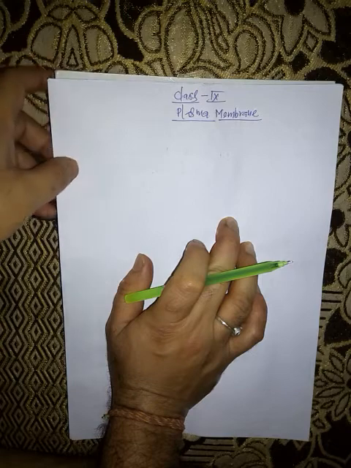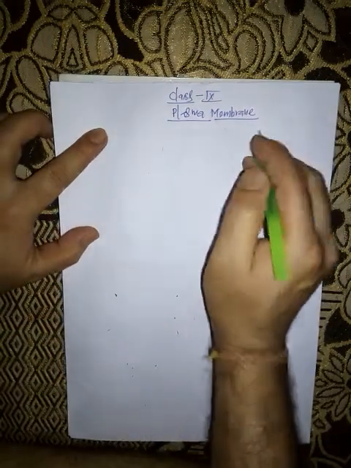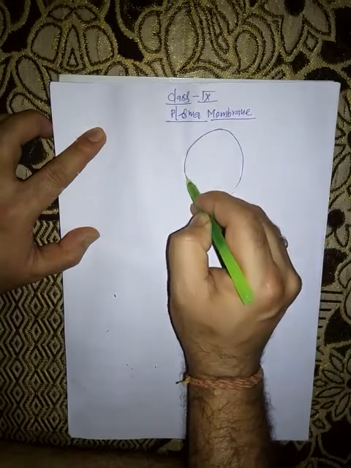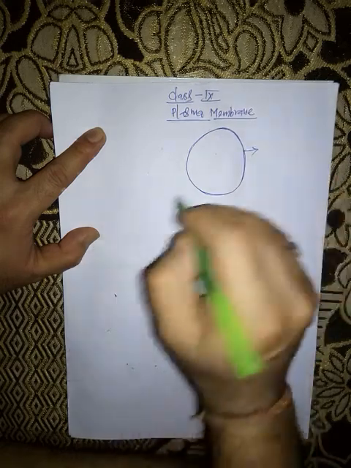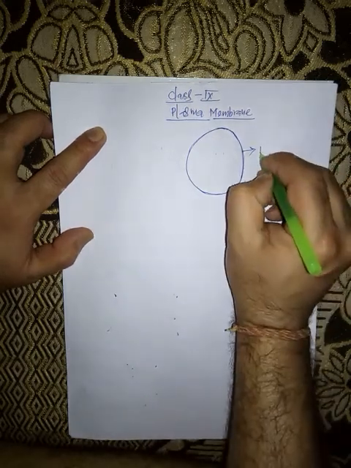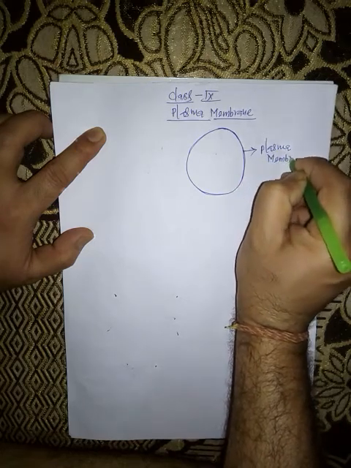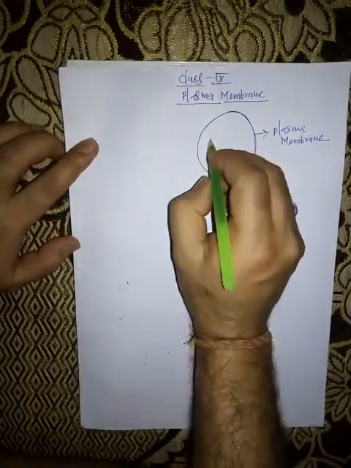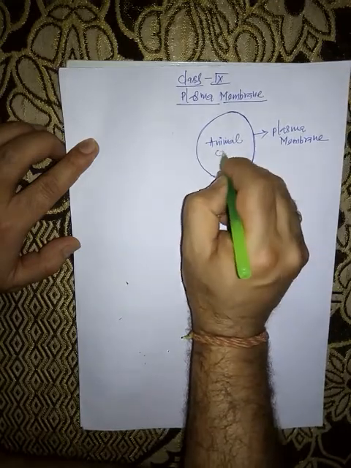Today I am taking a lecture on plasma membrane. You know that the animal cell contains one thin and elastic covering outside the cytoplasm. This thin and elastic covering around the cytoplasm is called plasma membrane. But it is present only in animal cells.